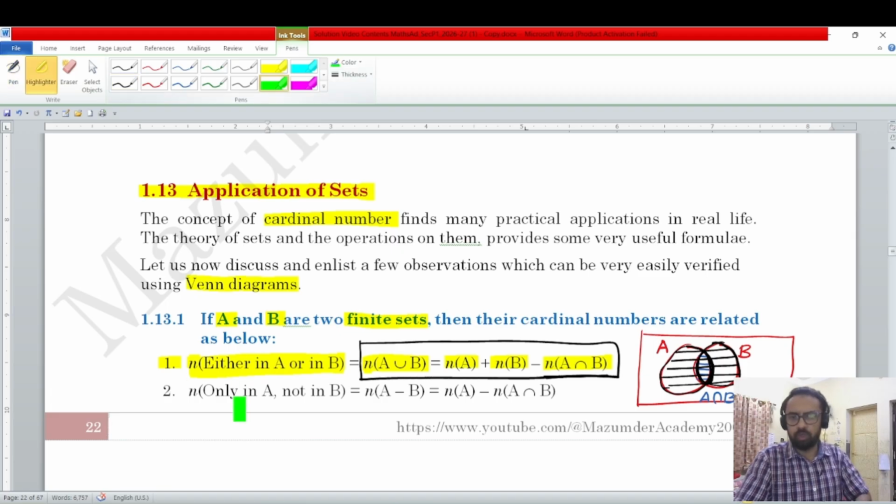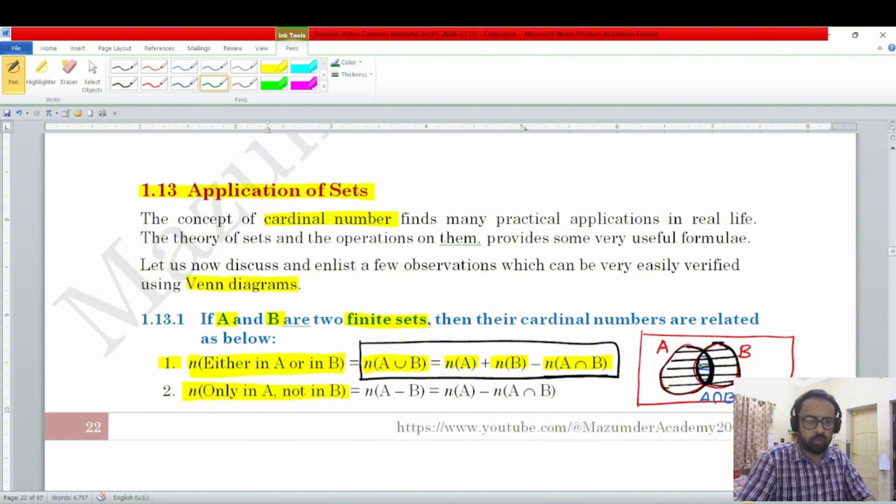The second formula is what? Only A. If you want to know how many elements are in only A, sometimes it will be written just as only in A, not in B, or may not be written. If it is written only in A, you will understand it is not in B, only inside A. In that case, we are talking about this green region, this region which is only in A.